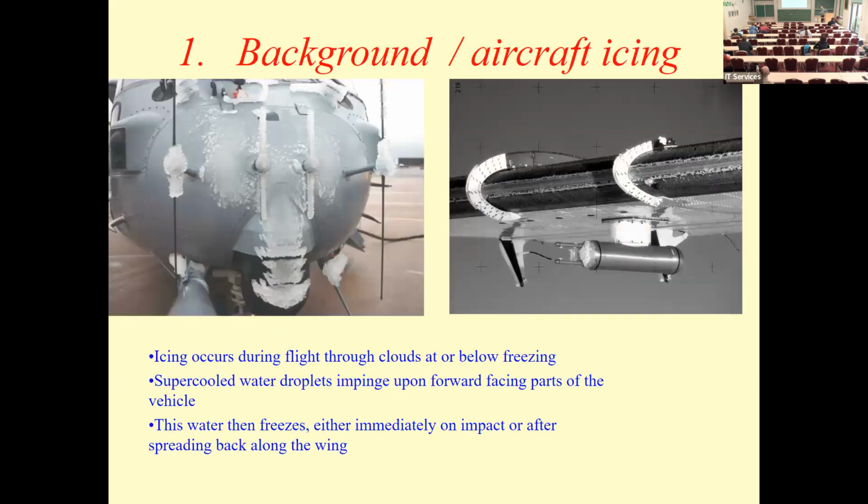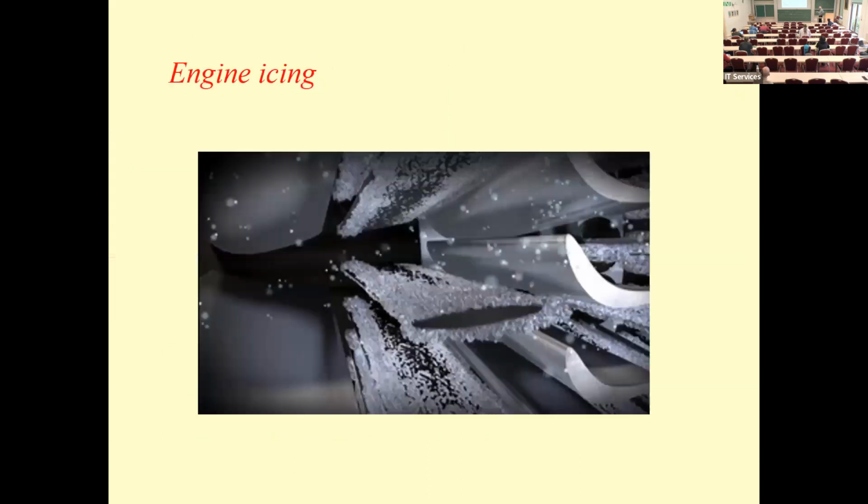So as regards motivation and background, Ian has set that up very nicely. So we see here effects at the front of wings and so on, and they produce this ice which can be dangerous for the aerodynamics, of course. Some of these droplets freeze immediately on the front at impact, others spread along the wing and effectively change the shape of the wing or the fuselage. And similar events occur in icing, but as Ian described, and you see the icing forming, ice is formed on the blades here, and again that has a dangerous effect, possibly.